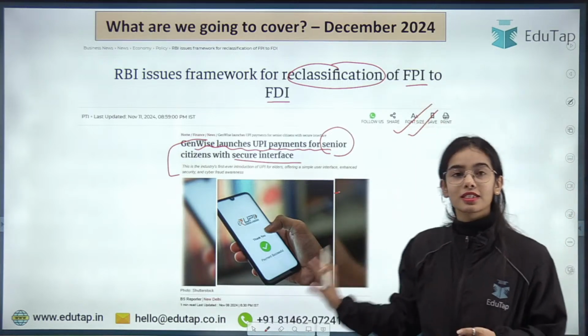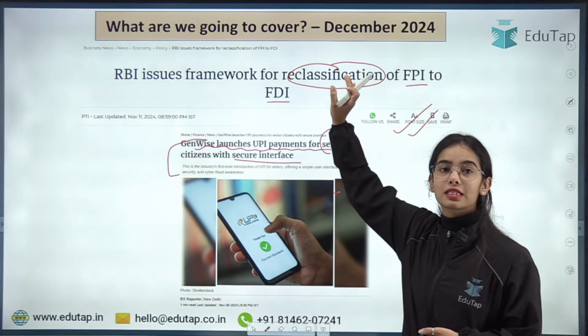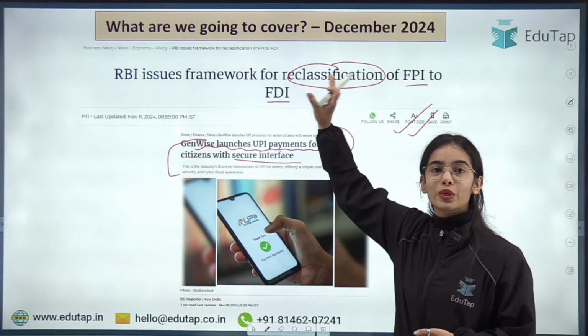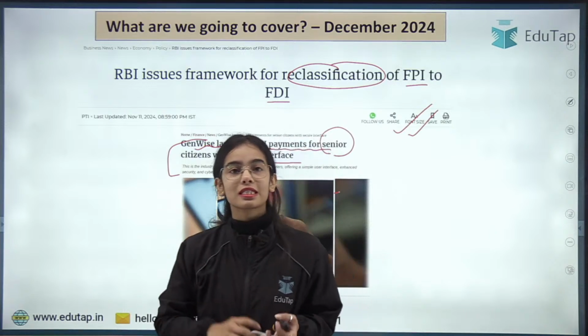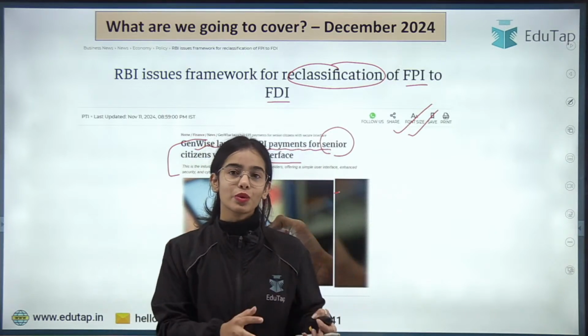So both the news articles are very important. The first one is the RBI notification. So you can understand how important it is going to be. Okay. So we are going to discuss the reclassification of FPI to FDI.